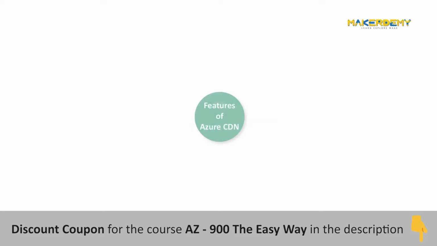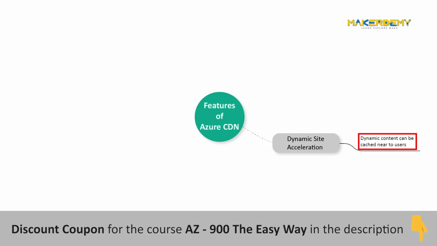Let us discuss some of the features of Azure CDN. Dynamic Site Acceleration. Azure CDN caches static content. Dynamic content, like dynamic websites, is content that changes with time. It is challenging to cache this type of content. With the feature Dynamic Site Acceleration, dynamic content can also be cached near to your users and it can help reduce the latency.